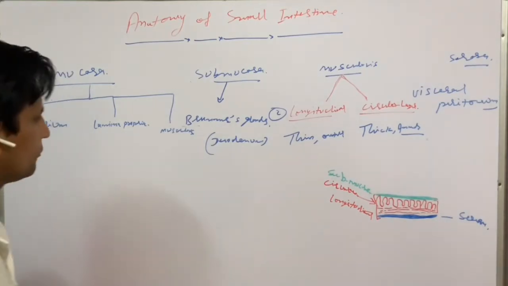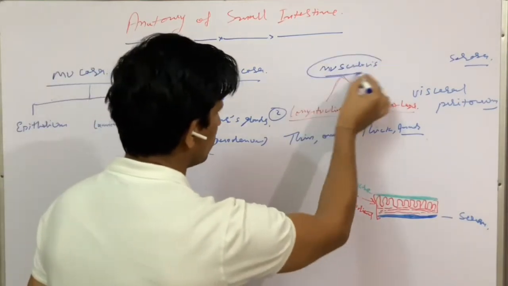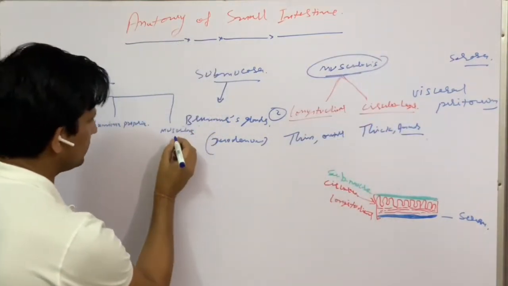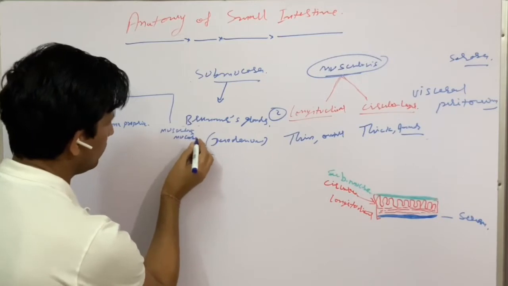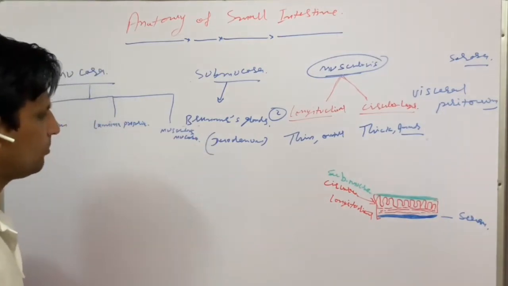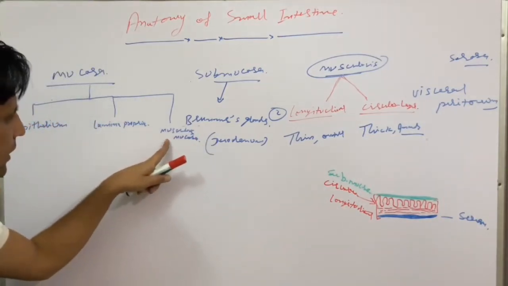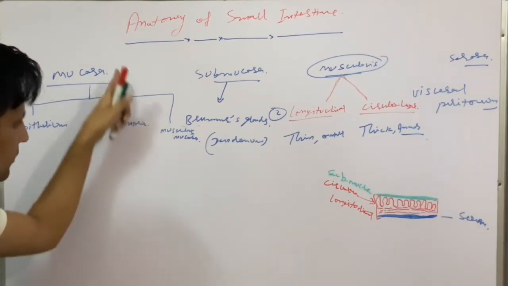So don't confuse this muscularis with the other one. This muscularis is termed the muscularis mucosa, right? This layer of muscularis is associated with, or connected with, the mucosa.